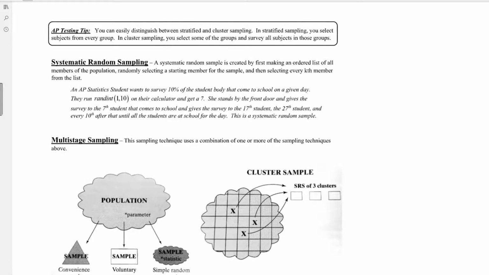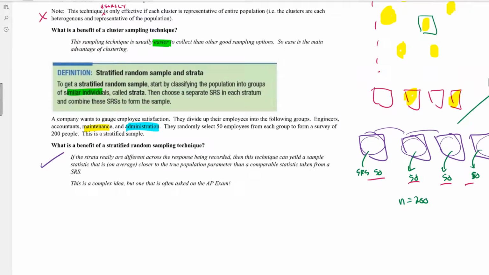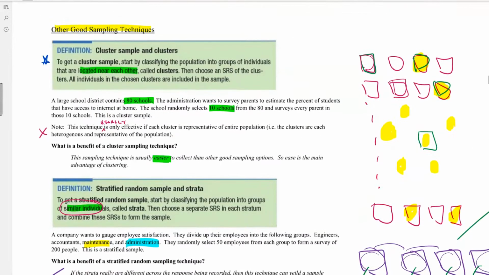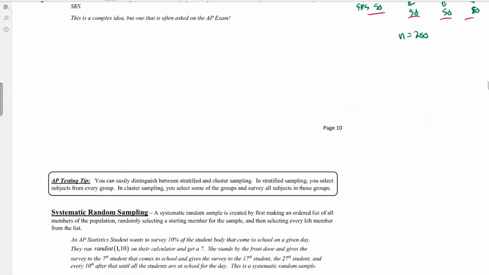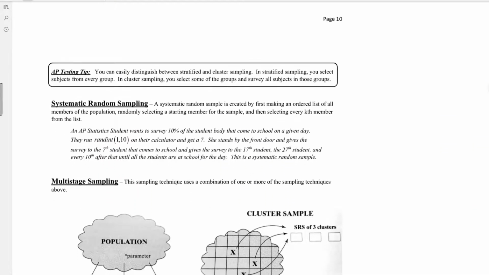A/B testing tip, you can easily distinguish between a stratified sample and a cluster sample. Please don't focus on how the groups are formed, whether they are similar individuals or whether they are located near each other or heterogeneous groups of people. That's not what the most distinguishing factor is. In a stratified random sample, you take some people from every group. In a cluster sample, you take some of the groups and you survey everybody.